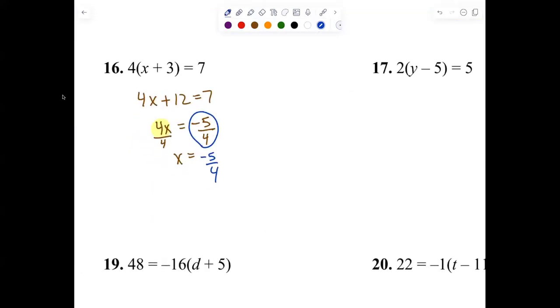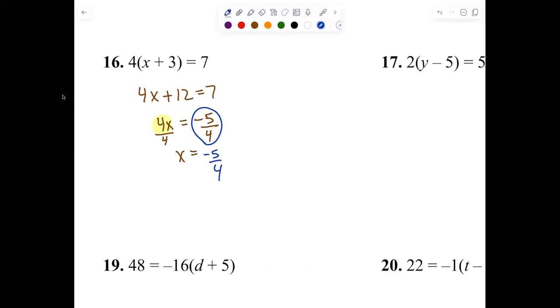Whoa, hold on a minute. What's the problem? Well, generally, when you get to higher level math, we leave it as fractions. We don't really work with decimals. But if you said negative 1.25, I'm okay with negative 1.25. That's the same as negative 5/4. What, Luca?